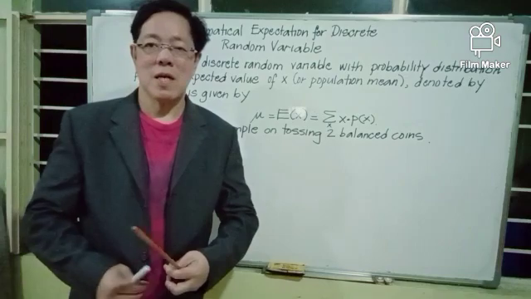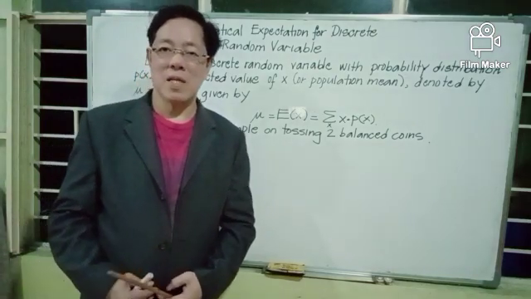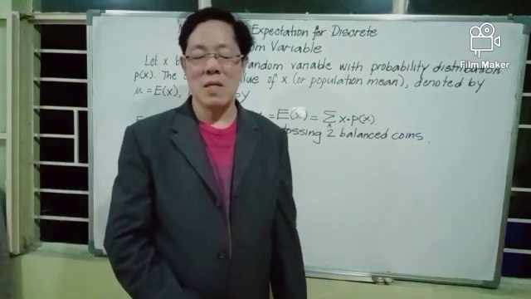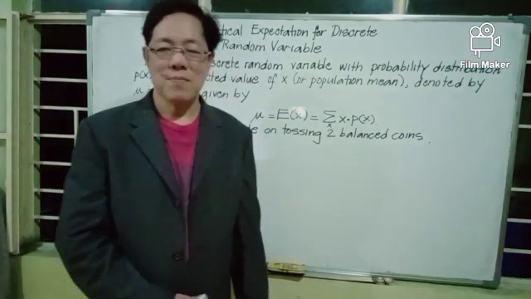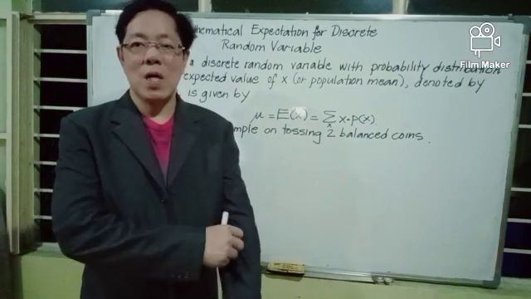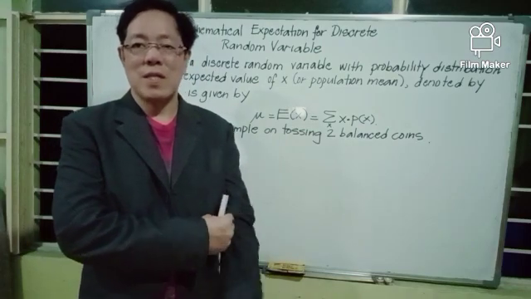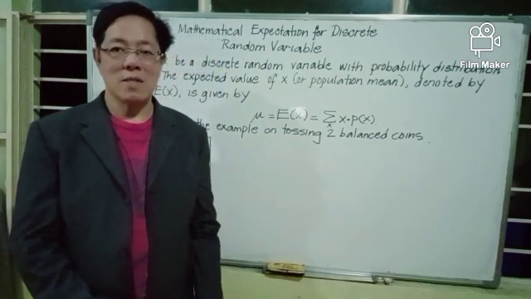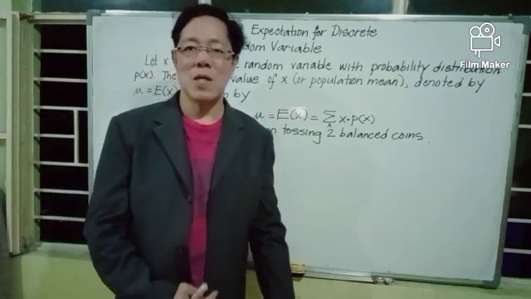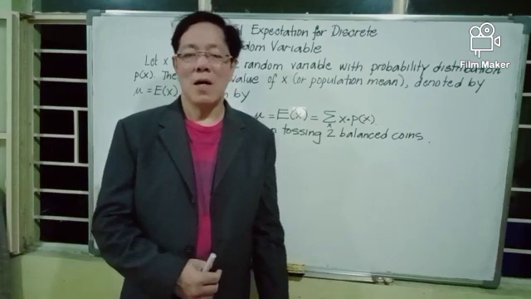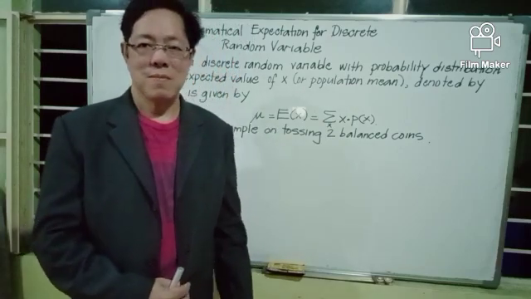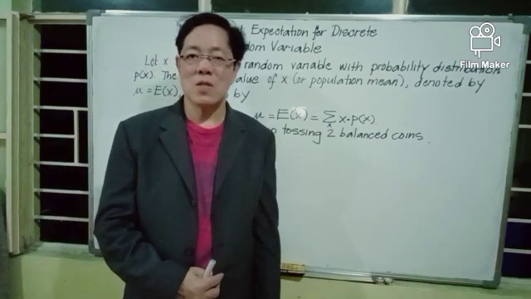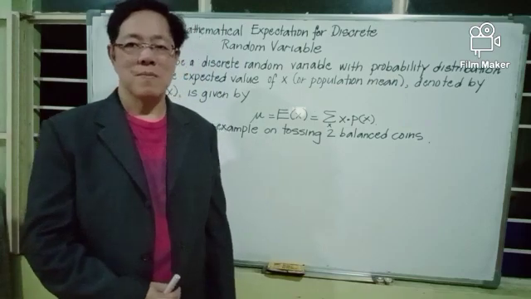Now, the definition says to calculate the expected value or the mean of the values of the discrete random variable x, we need to know the probability distribution for the discrete random variable x. That is, we know the possible values of the discrete random variable x, and the corresponding probabilities.